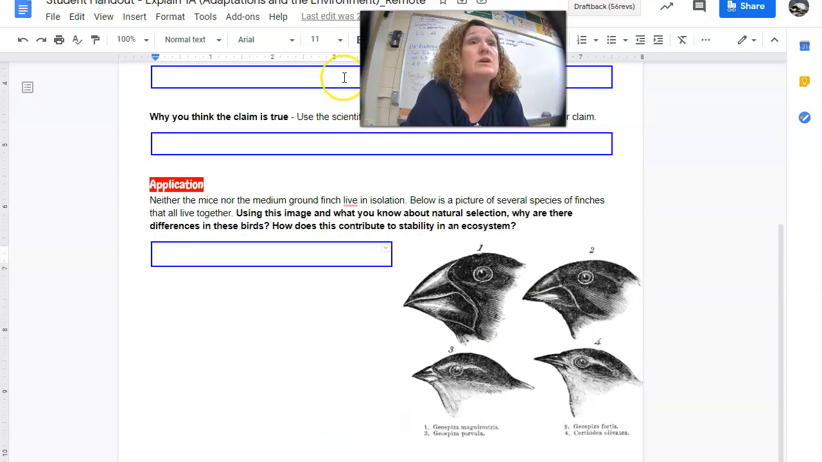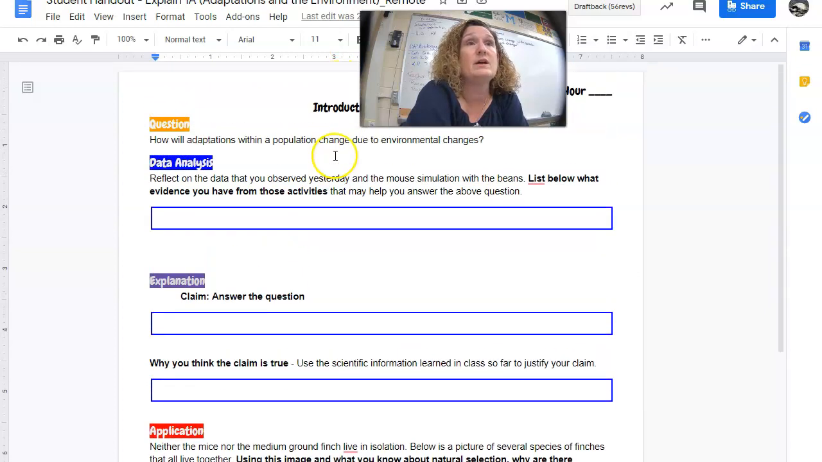You're just really thinking about what have we been working on this last week and a half with the mice and the finch, kind of wrapping into this idea of natural selection and how organisms have these adaptations, which are traits that help them to survive over others within their same population, and then that gives us a shift in the population, which then can lead to evolution.